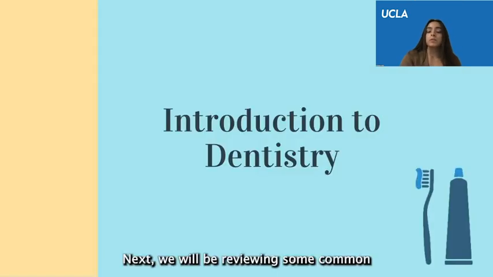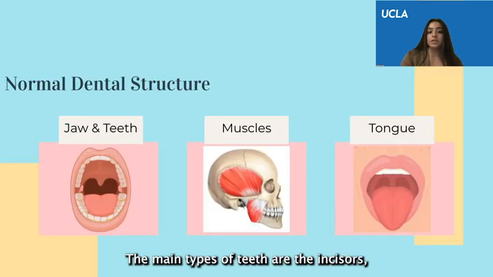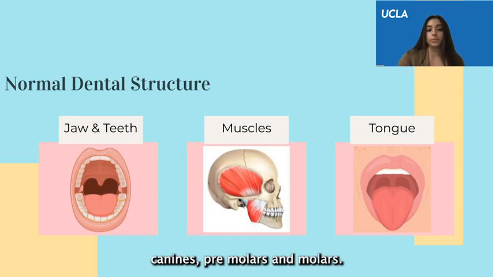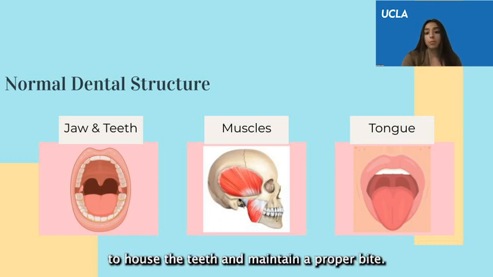Next, we will be reviewing some common dental structures. Firstly, the jaw and the mouth and the teeth. The main types of teeth are the incisors, canines, premolars, and molars. Next, your dental arch, which is the structure which contains your teeth and your gums, is responsible for supporting a healthy shape of the mouth to house the teeth and maintain a proper bite.